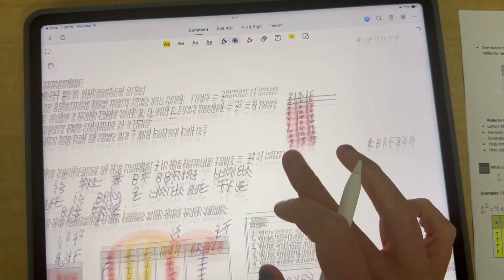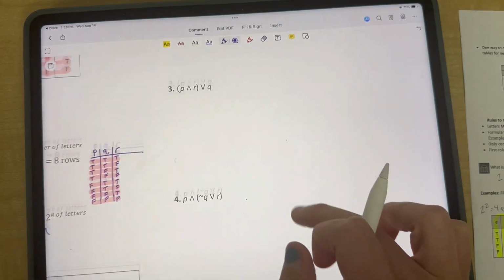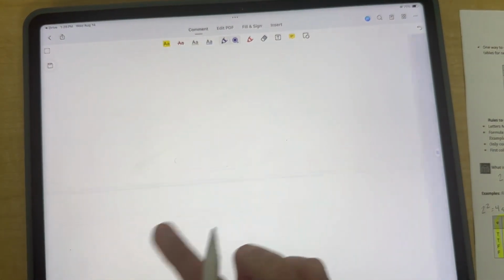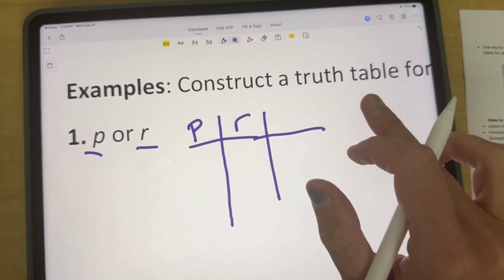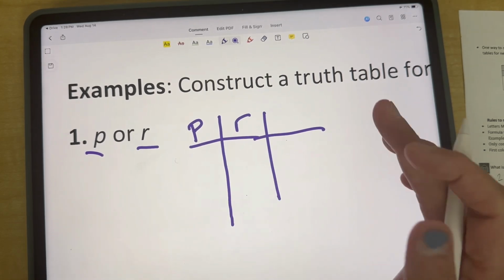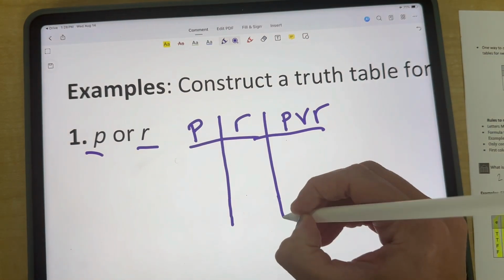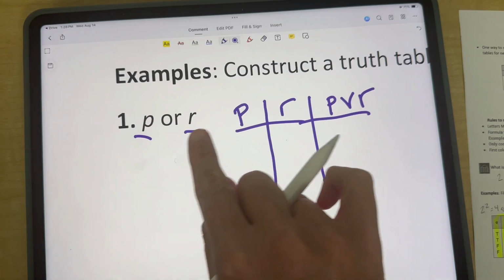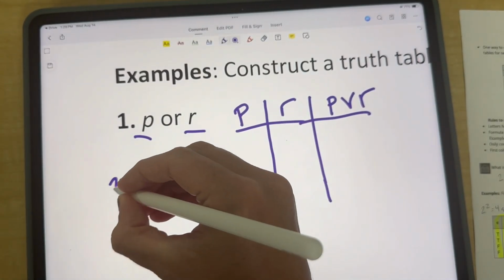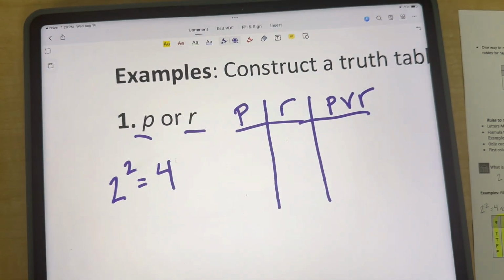Okay, do we have any negations? Let's go back to the rules. Do we have any negations? No. Do we have any parentheses on this one? No. So then we can do step 4, which is write the entire statement. P or R. Okay, so how many rows will we need? How many individual letters do we have? We have 2 individual letters. So we need true and falses for 2 individual letters. So that is 4 rows. So we are going to do 4 rows.